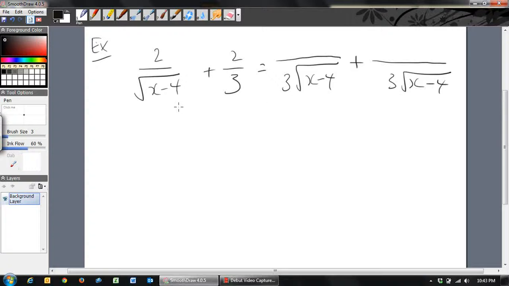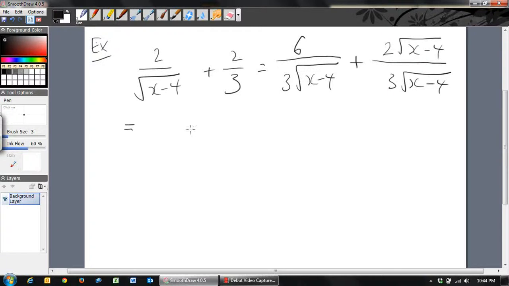Okay, what have we done to this side? We've multiplied it by 3. So I need to multiply the top line by 3. 2 times 3 is 6. Okay, so I've sorted that out. What have we done here? We've multiplied by the root (x minus 4). So we have our 2, and we've multiplied it by root (x minus 4). So you need to do it to the top line as well.